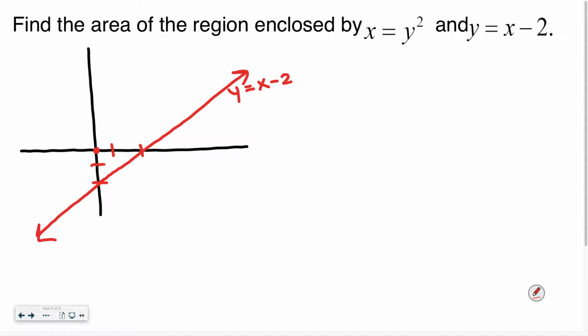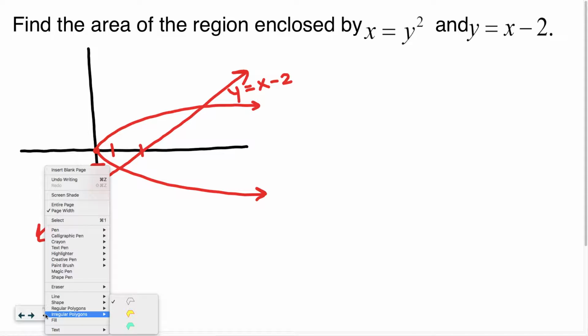What does x equals y squared look like? How are we supposed to spell plus or minus?